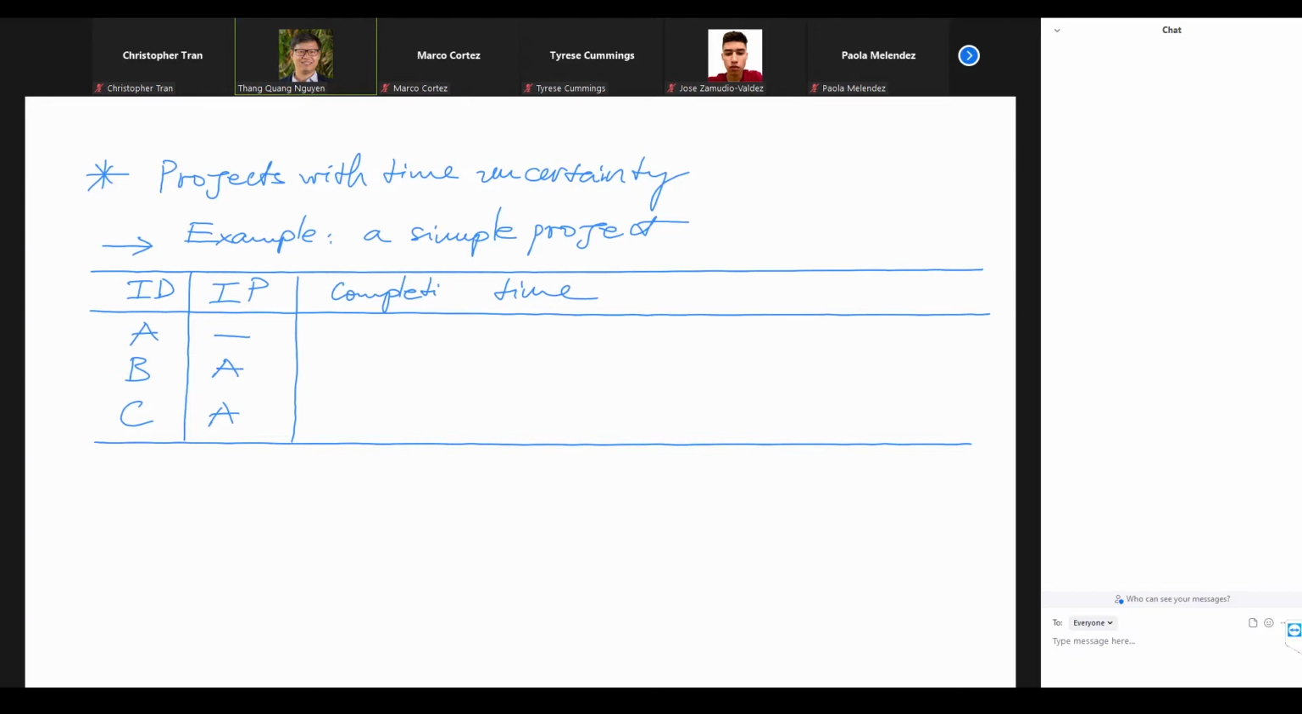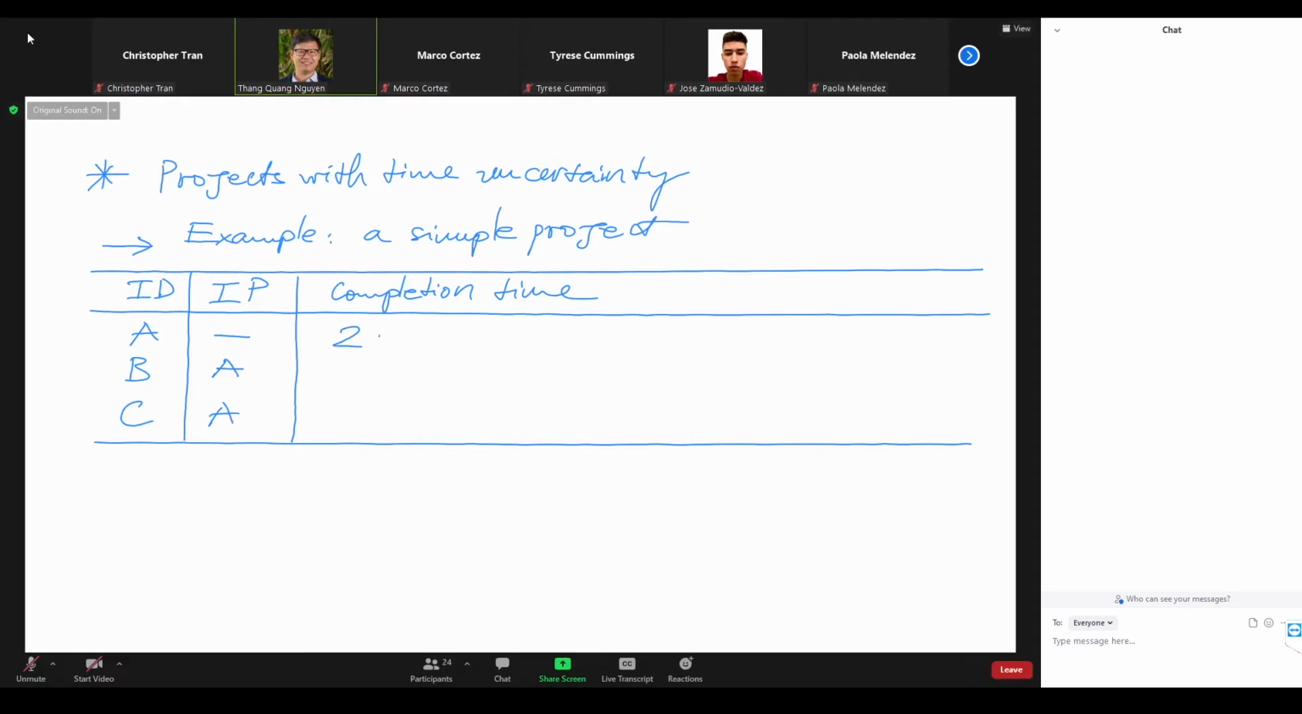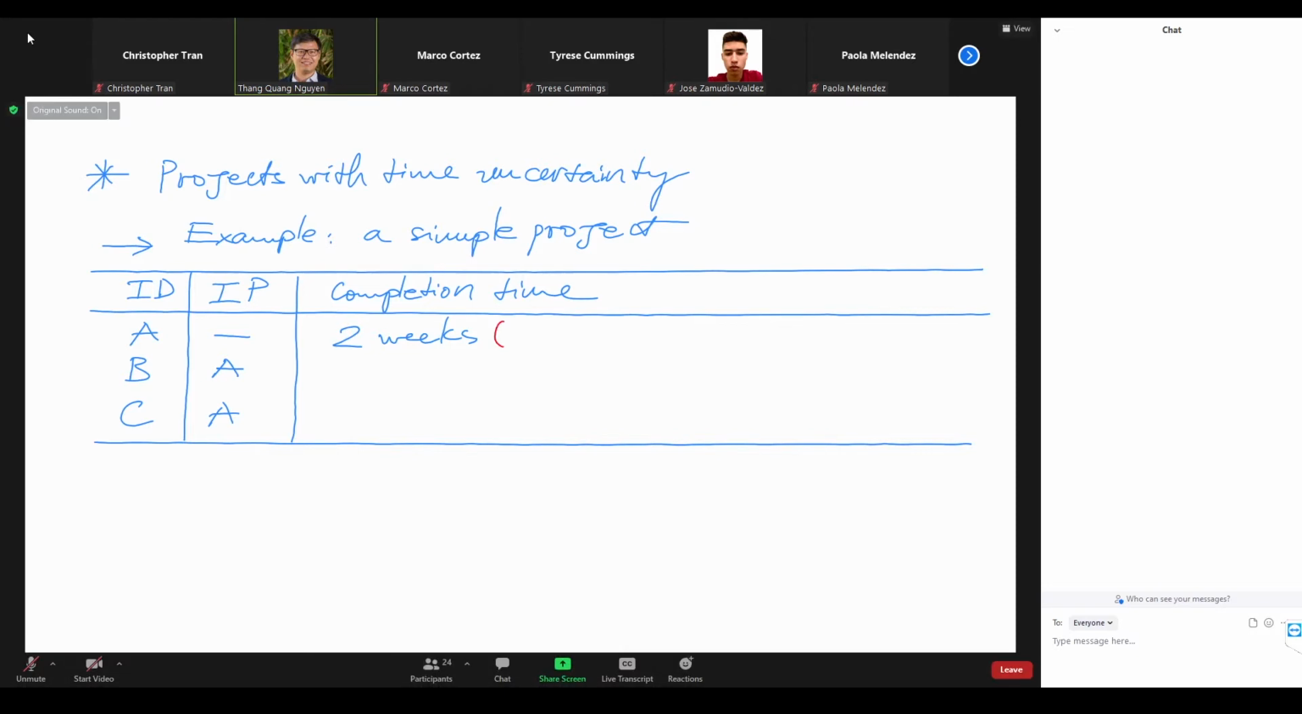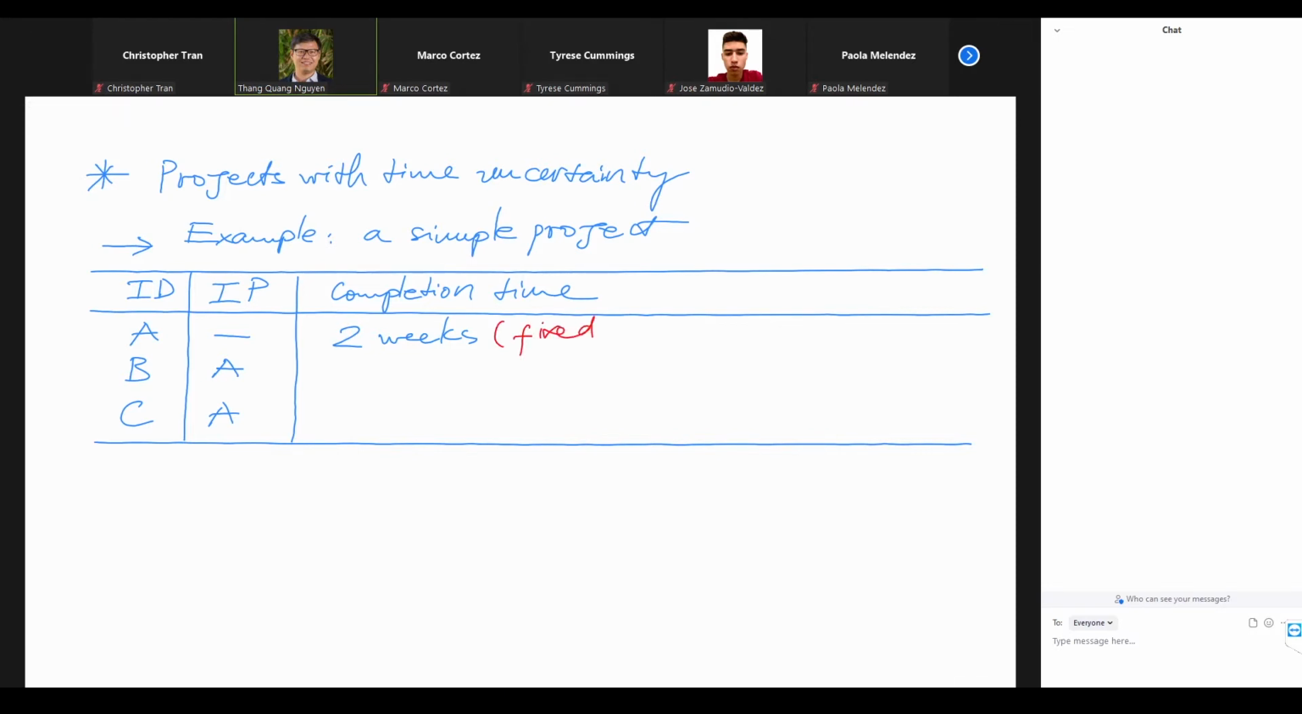How long to finish each activity? In this example, we can finish A after 2 weeks for sure. This means we are going back to the assumption of the critical path method. And for C, it takes 5 weeks for sure. Again, that's the assumption of the critical path method. But for B, now we have the time uncertainty here.